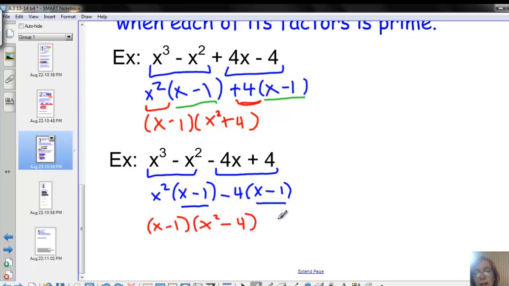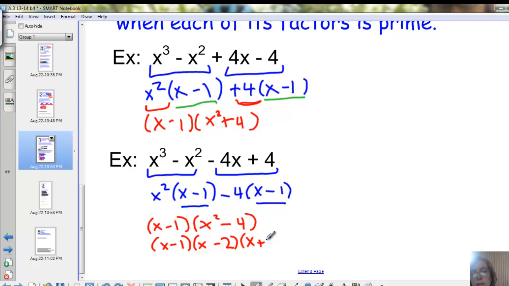But it's not our final answer, because x squared minus 4 can be factored further. So this is not a prime factor, and we need to factor them all down to primes. So we get x minus 1 times x minus 2 times x plus 2. Now that is factored completely. So this is our final answer for this problem.